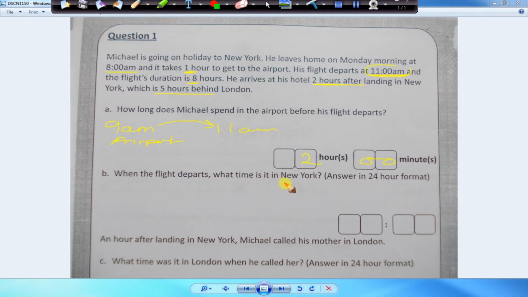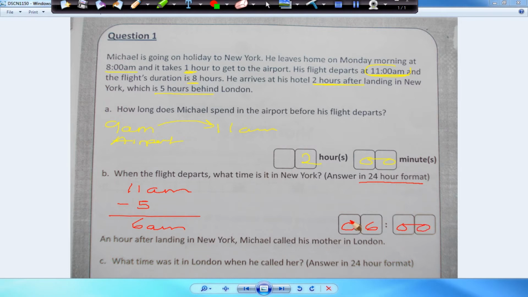When the flight departs, what time is it in New York? Answer in 24-hour clock. So what time does the flight leave in the UK? It leaves the UK at 11 a.m., yes? If I say any wrong numbers, please tell me straight away. So the flight leaves at 11 o'clock, and New York is 5 hours behind London. So what's 11 o'clock minus 5 hours? In the UK it will be what time in the morning? 6 a.m. is right.